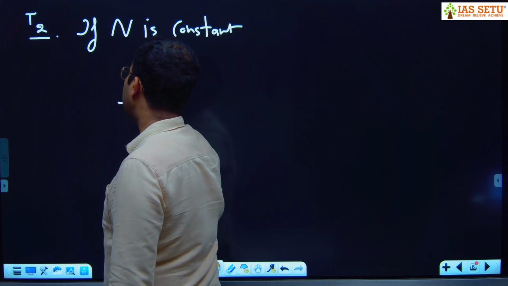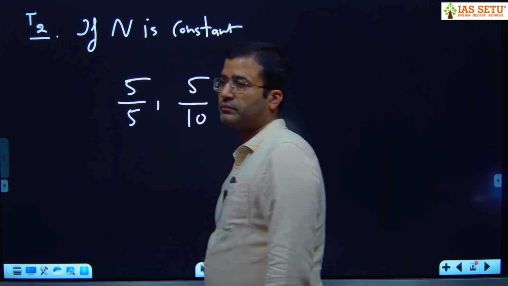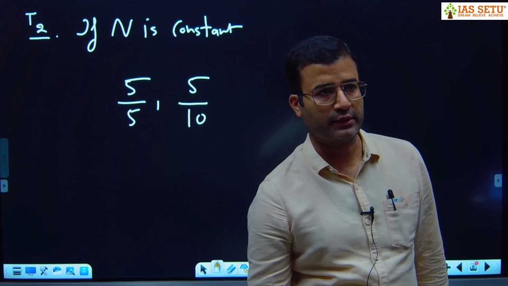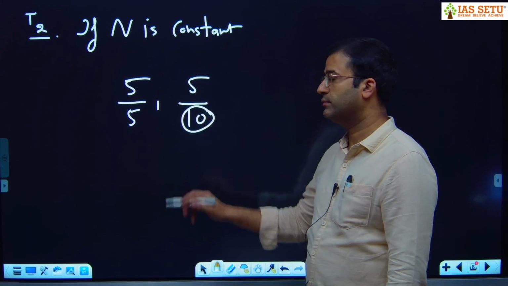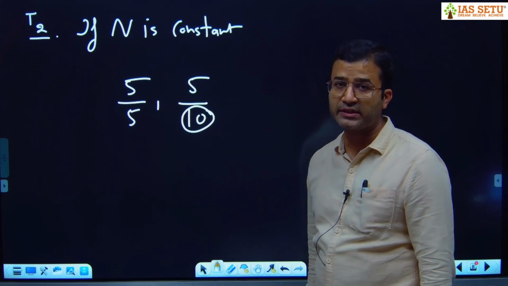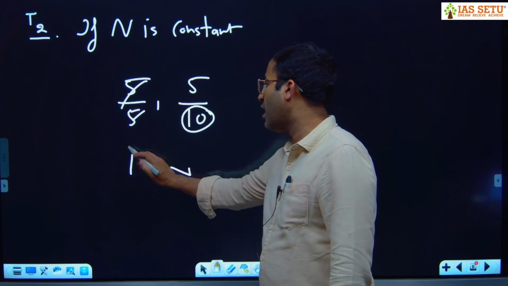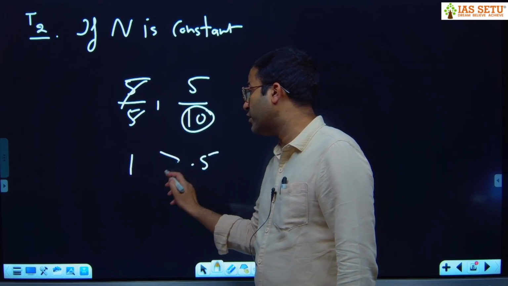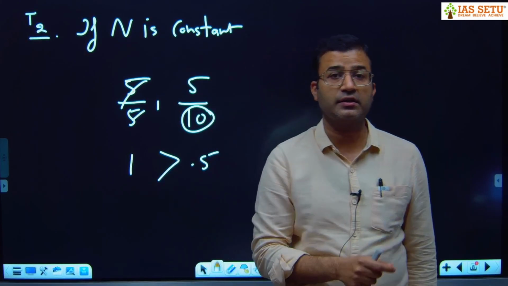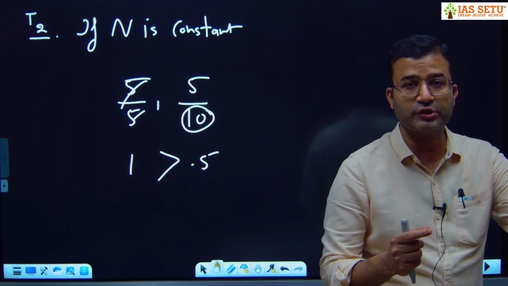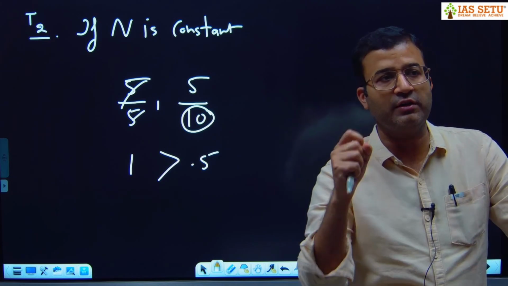like here 5/5, 5/10, numerator is constant. Some students make a mistake, they think it is 10, so they consider 5/10 is larger, but you check, 5/5 is 1, 5/10 is half, so which one is larger? 1 is larger. Denominator is like a loan. The denominator is like a loan, the more it increases, the less the worth becomes.